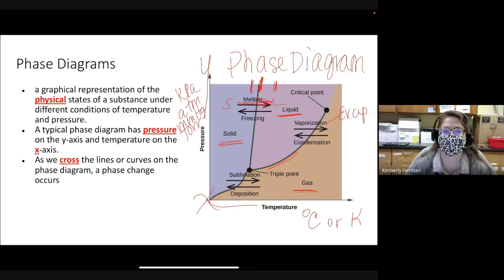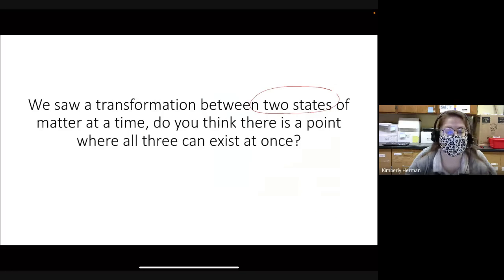Now that's our phase diagram. It plots out our solid, our liquid, and gas, and then it shows us in the regions where freezing, melting, vaporization, aka evaporation, condensation, sublimation, and deposition occur. So we saw there's transformations between two states of matter at a time. Do you think there's a point where all three can exist at once?